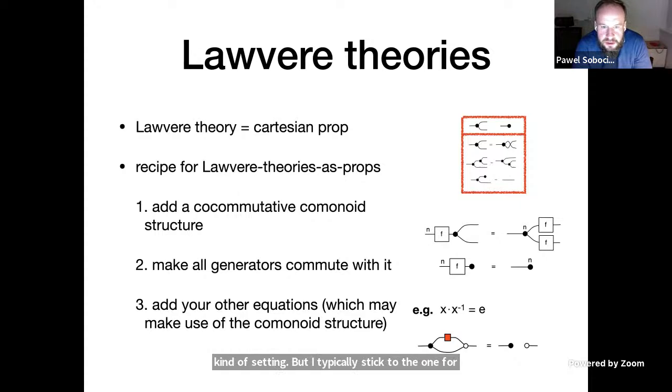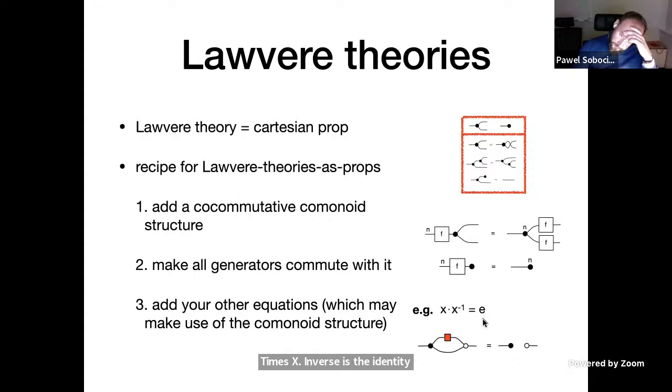Okay, so how can I see a Lawvere theory as a prop? Well, we need this commutative comonoid structure. We need to make all our generators commute with it. And then I might add my other equations, right? So for example, let's say in the theory of groups, we might want to have an equation like x times x inverse is the identity.